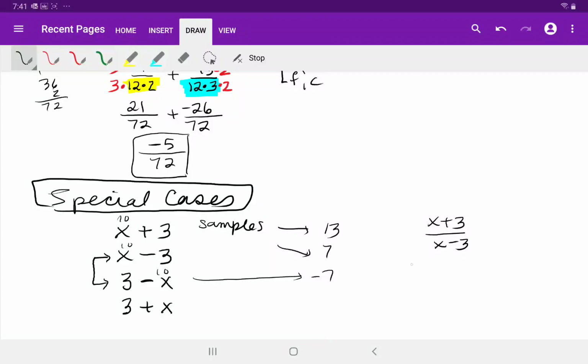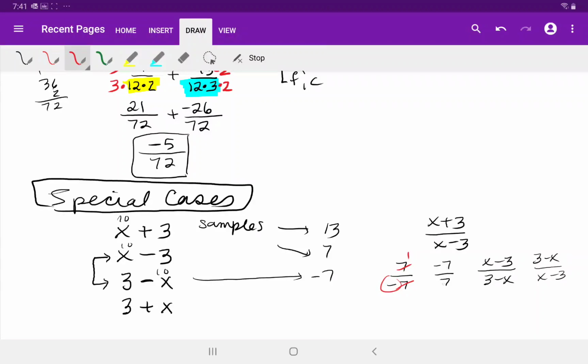Now, they're not exactly the same. What if you had 7 over negative 7, or negative 7 over 7, which is like x minus 3 over 3 minus x, or 3 minus x over x minus 3? So they're very similar. They're almost the same thing. They're the same number, but they're not the same sign. So how would those reduce? 7 divided into 7 is 1, and then I have this negative sign.